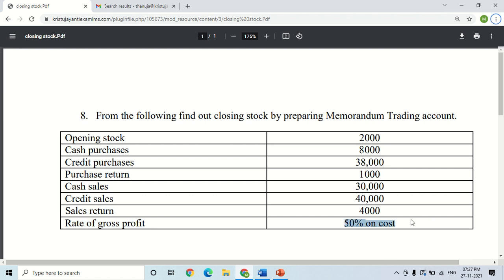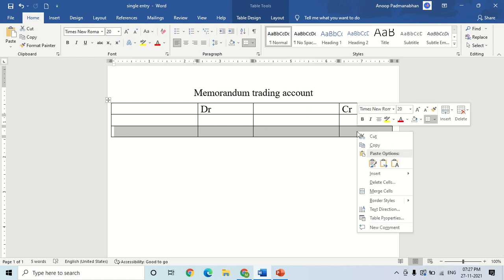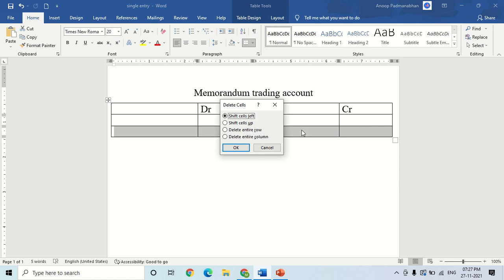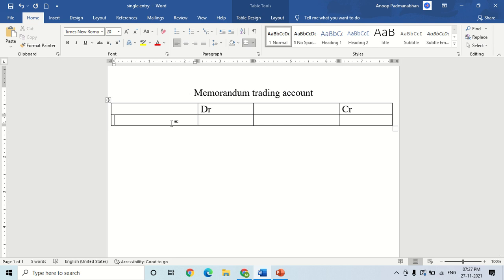Now they have also given the gross profit as 50% on cost. So we will see how to make a memorandum trading account. It's the same as your trading account. You will have a debit side as well as a credit side. Since you have adjustments for the returns, if you want, you can give an inner column and an outer column, but I'm just following it like this. I will do the calculations within the particulars column. We will see the question and write the items one by one.